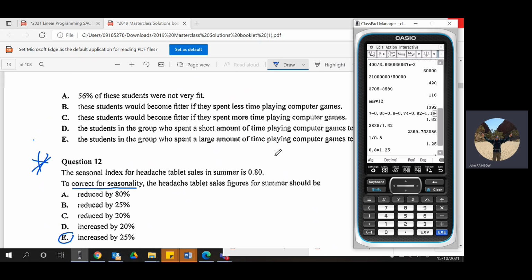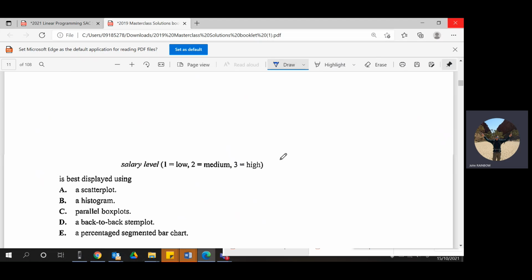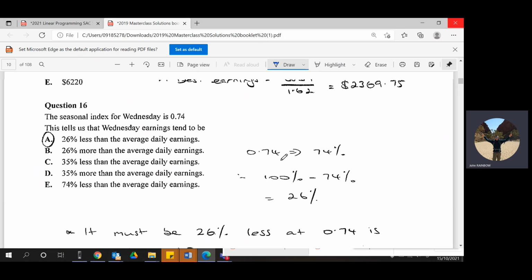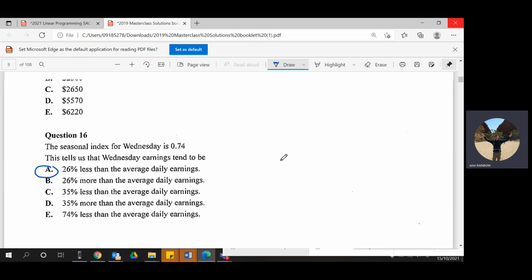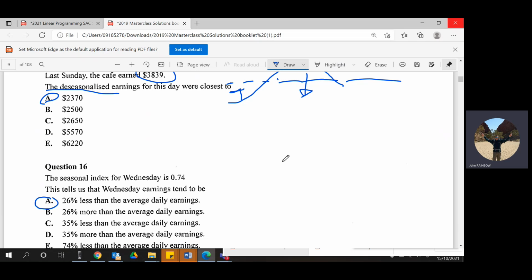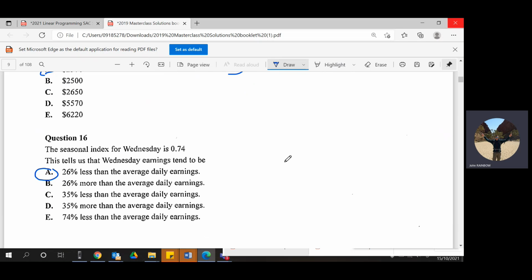So the difference between these questions, guys, let's have a quick reflect back. Look at these two questions on the other page. This would be pretty good to put in your reference book if you're not comfortable with these two. This says the seasonal index for Wednesday is 0.7. This tells us Wednesday's earnings tend to be what? Yeah, it's 26% less. This doesn't say anything about correcting for seasonality. So when it doesn't say to correct for seasonality, go with your gut instinct of what that normally means. Most people get that right.